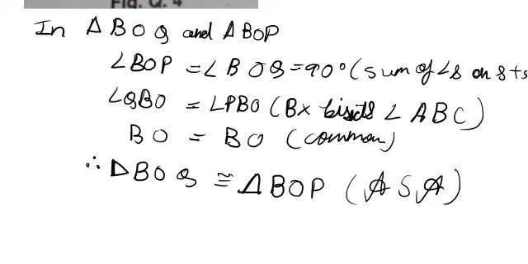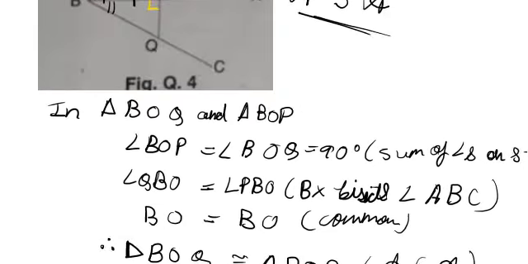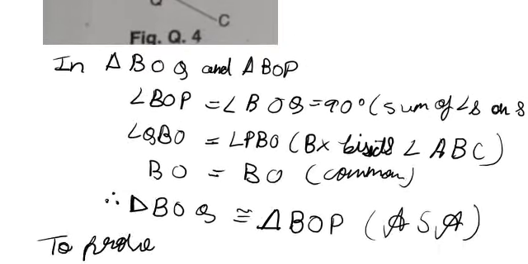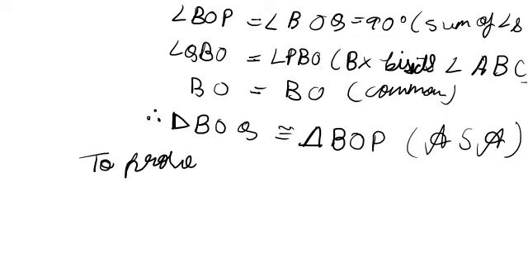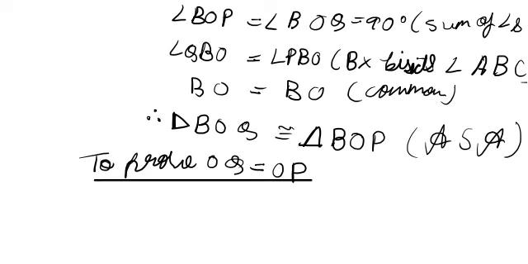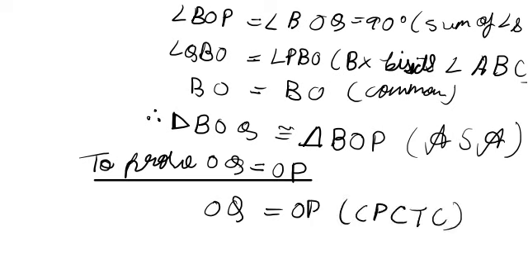Alright, next up. Now what do we have to prove here actually? That is OQ is equal to OP, fine. It's given in the question, let me read it. Prove that PO is equal to OQ, or OQ equals OP, fine. This is what we have to prove here, right? So again, it's going to be very simple. See here that OQ is equal to OP, and the reason will be CPCTC, right? This becomes the answer.